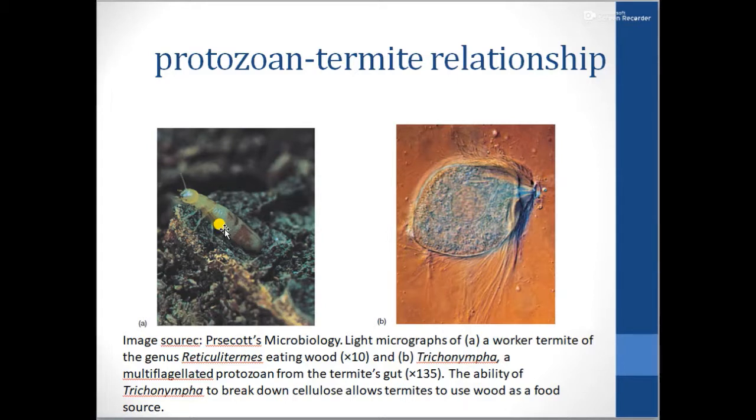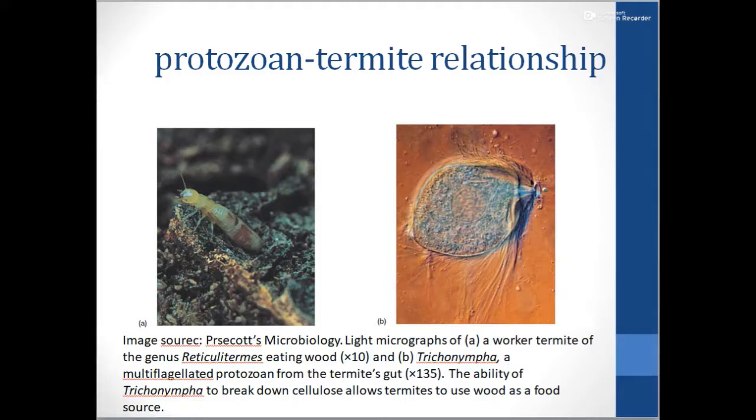in the termite's gut. And you can see that the presence of this protozoan in the termite will enable it to break down the cellulose, and it will allow the termite to use the wood as a food source. So by the attachment of the protozoan with the termite, the termite is enabled to utilize the particular wood on which it is feeding or on which it grows.